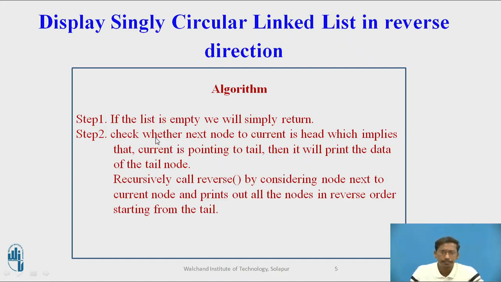Otherwise, check whether the next node to the current node is head or start, which implies that the current node is pointing to the last node or tail. Then you print the data and return. Returning to where you have called this function. Recursively call the reverse function by considering the node next to the current node, and print every time the node's arrow data in reverse order starting from the tail.